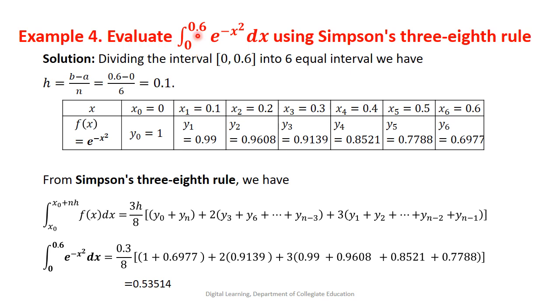Evaluate integral 0 to 0.6 e power minus x square dx using Simpson 3/8 rule. Dividing this interval 0 to 0.6 into 6 equal intervals, we have h is equal to b minus a by n, 0.6 minus 0 by 6 is equal to 0.1. Let us take x0 is equal to lower limit of the integral and we add h. I am getting x1 is equal to 0.1, x2 is equal to 0.2, again adding h, x3 is equal to 0.3. In the same manner we get x4, x5 and x6.